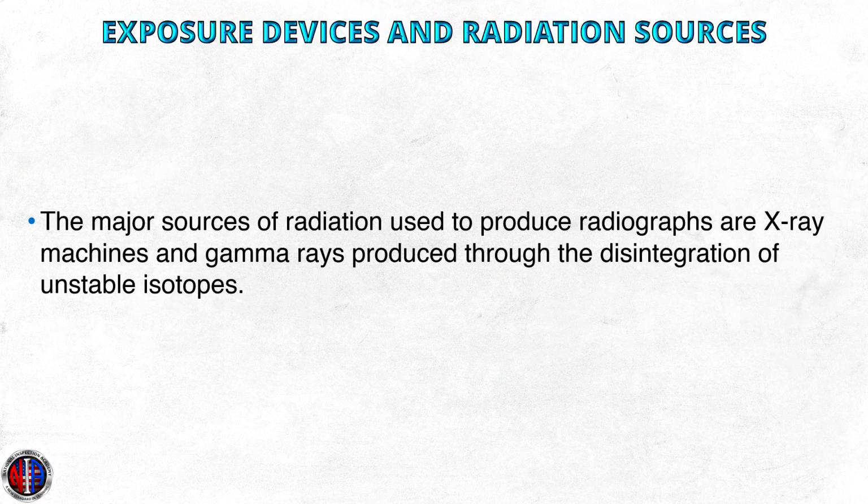Exposure devices and radiation sources. The major sources of radiation used to produce radiographs are X-ray machines and gamma rays produced through the disintegration of unstable radioisotopes.